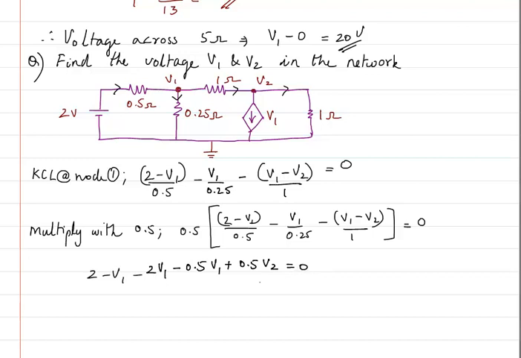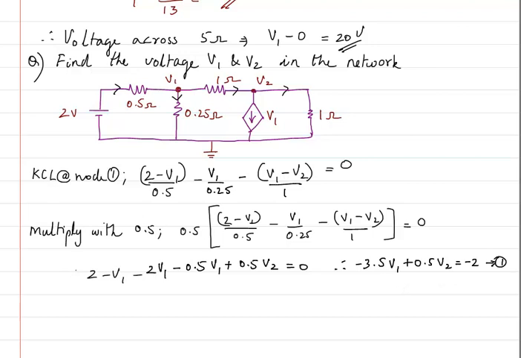And from that, writing all the V1s together, minus 1 minus 2 is minus 3.5. So I'll get minus 3.5 V1 and plus 0.5 V2. The remaining is 2, which I take to the other side to be minus 2. So this is my equation 1.